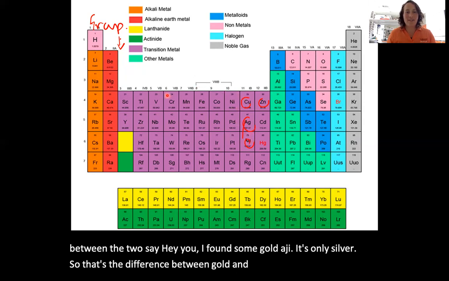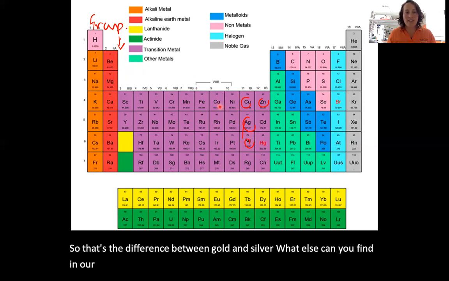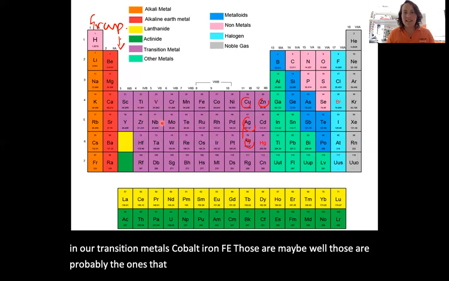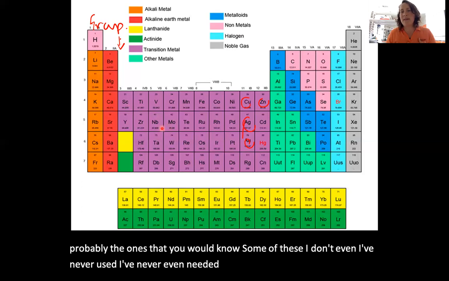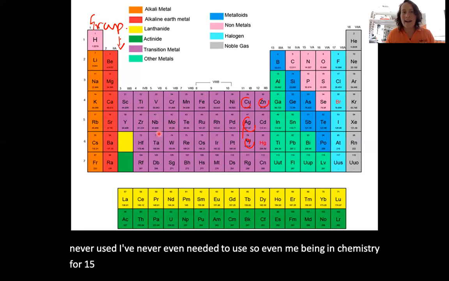What else can you find in our transition metals? Cobalt, iron, Fe. Those are probably the ones that you would know. Some of these I've never even needed to use. So even being in chemistry for 15 years plus, I haven't used all the elements on the periodic table.